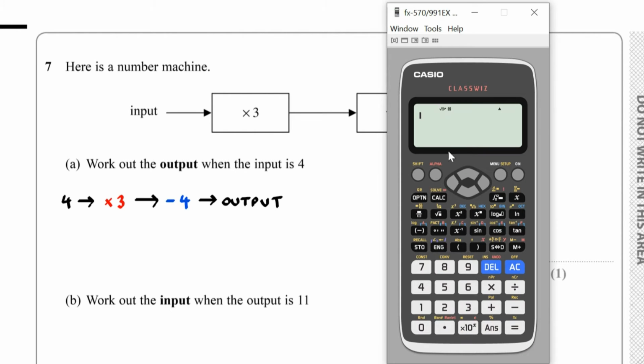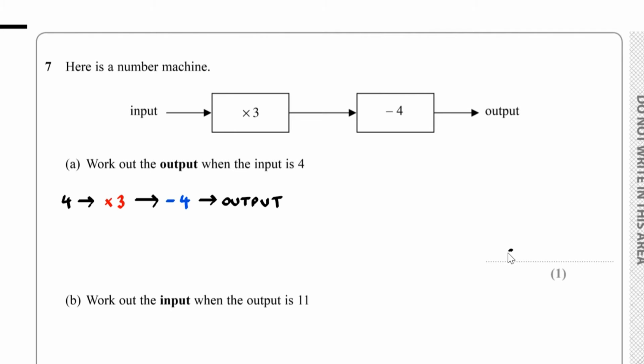and then we get our output. So we start off with the 4, we times it by 3. We then subtract 4, we get the output being 8. So the output is 8.